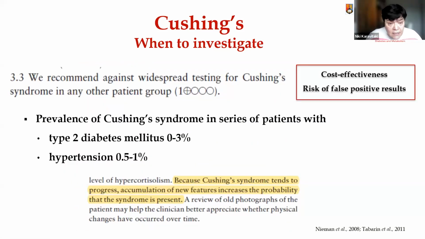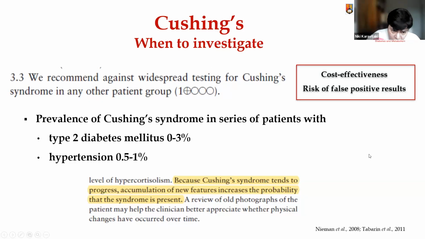And the guidelines recommend against widespread testing for Cushing syndrome in any other patient group. It is important to highlight that, because by investigating groups which have low pretest probability for Cushing's, we are running a high risk of getting false positive results. And obviously this will initiate further unnecessary investigations and anxiety to the patient. And of course, we have to consider the costs of unnecessary tests.